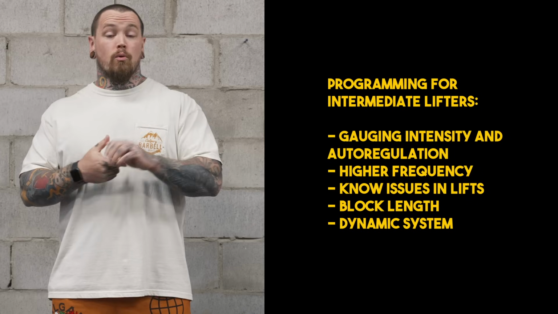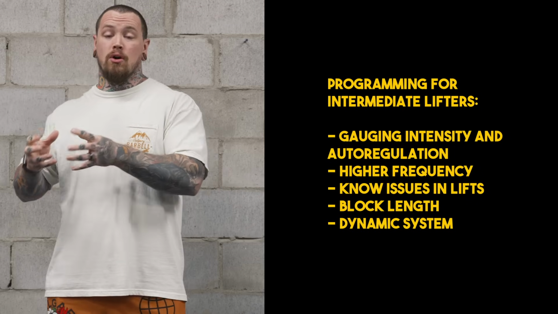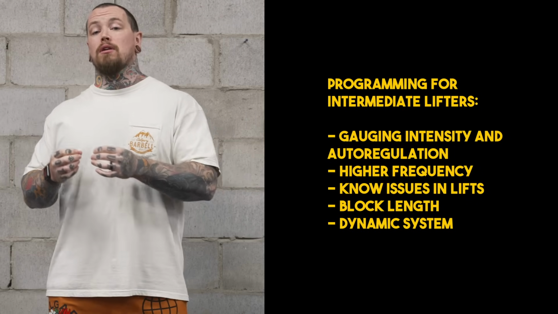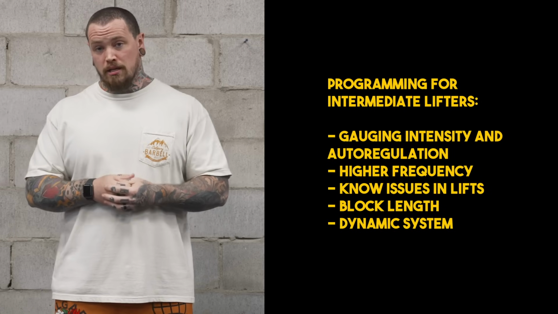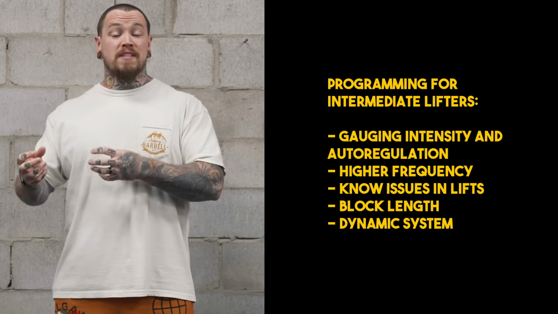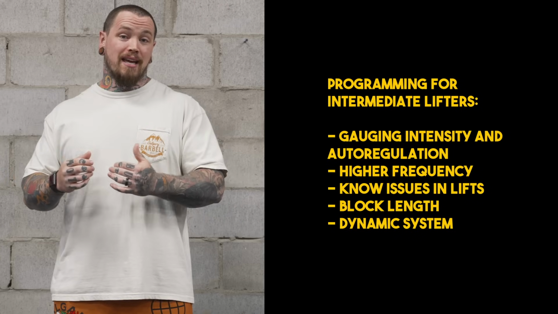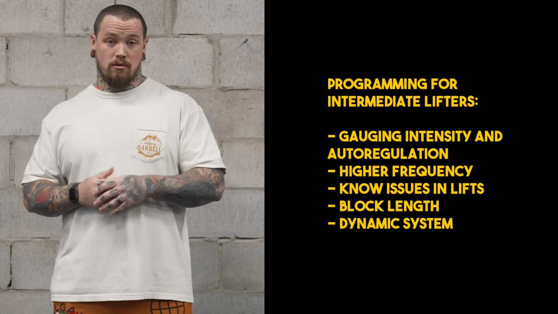To conclude that section, we want to have another checklist of the things that we've been working towards as an intermediate lifter. Number one, we want to have a better handle on gauging our intensity, as well as we probably want to start leaning a little bit on auto-regulation. We want to be able to start using that intensity information to gauge our performance on any given day and therefore have better training on any given day.